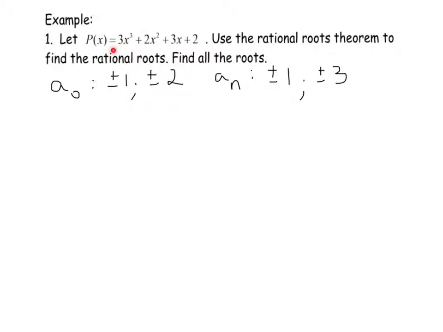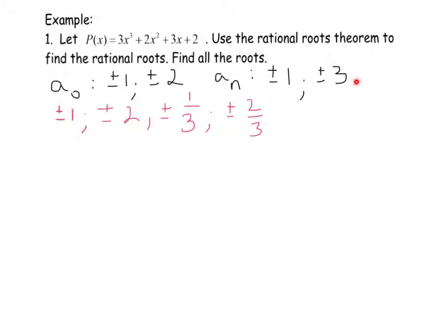So now we need to rewrite these as fractions. When I rewrite them as fractions, I could have plus or minus 1 over 1, which is just plus or minus 1. And we could also have plus or minus 2 over 1, which is 2. Then we could have plus or minus 1 over 3, and plus or minus 2 over 3.